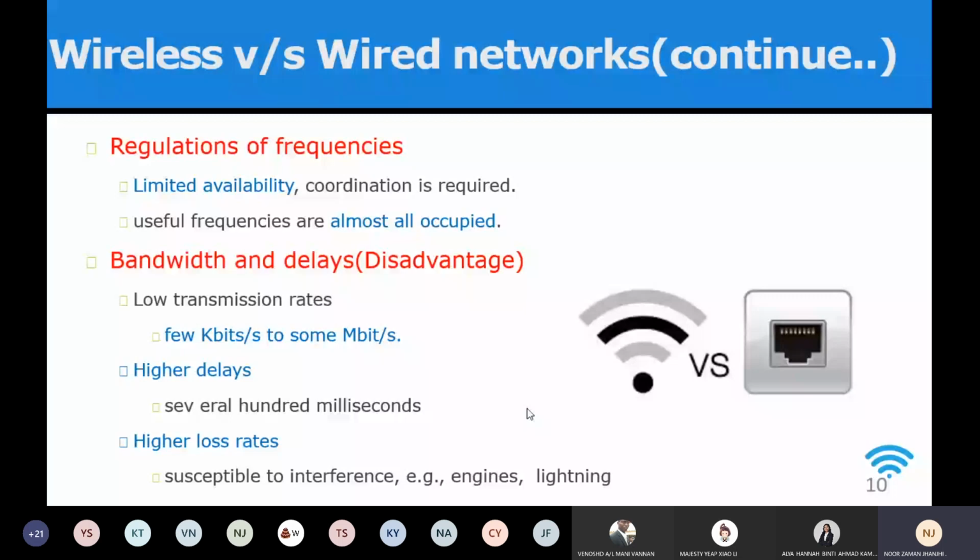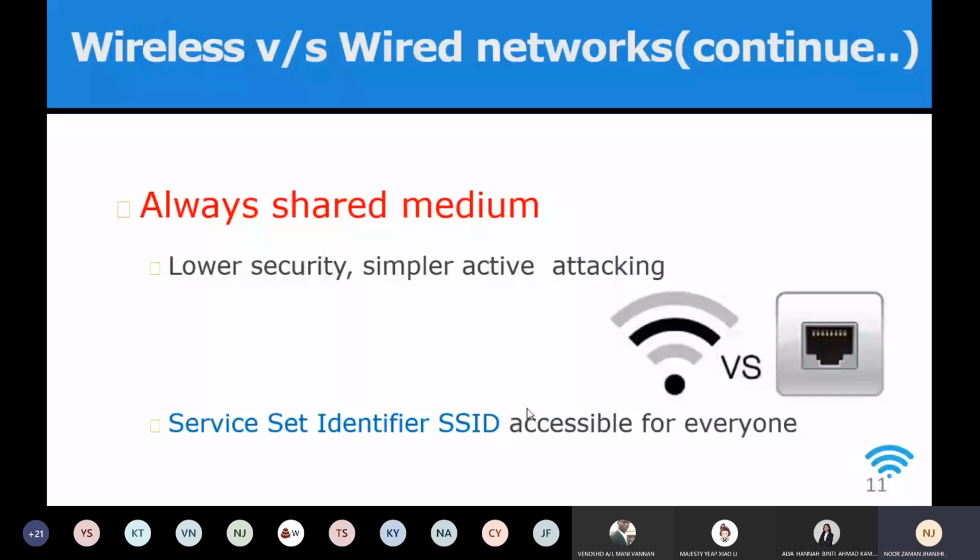Going ahead, the other drawback is that in the wireless medium, the bandwidth is always a shared medium. Shared medium means that whatever you are using is also being used by others as well, so you are taking a share from the channel. While in the wired case, it is a different situation.